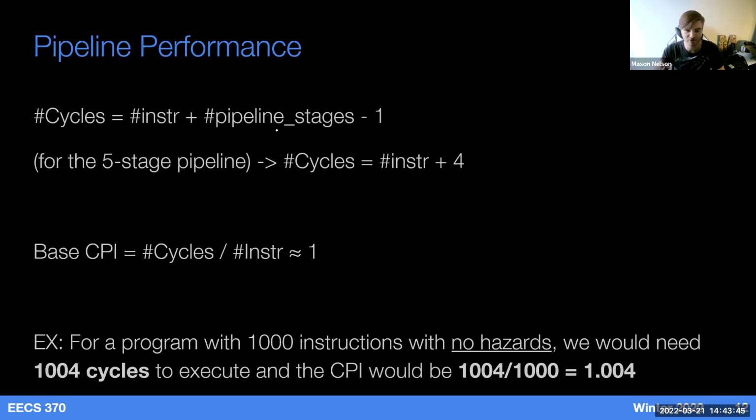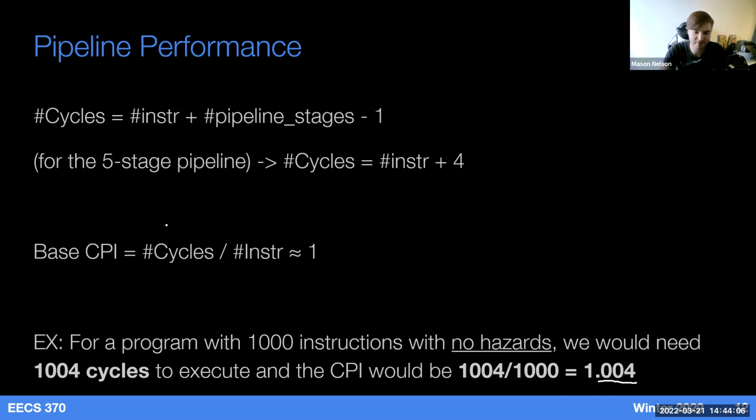And those four startup cycles become negligible as we increase the total number of instructions. So if you have like a billion instructions, then this extra 0.004 that we've added onto our CPI gets smaller and smaller until it's really not worth anything to count. But for now, we'll count it explicitly.